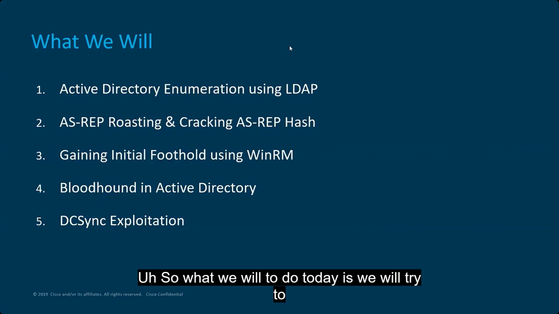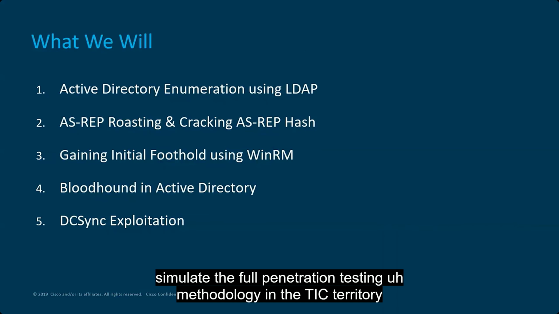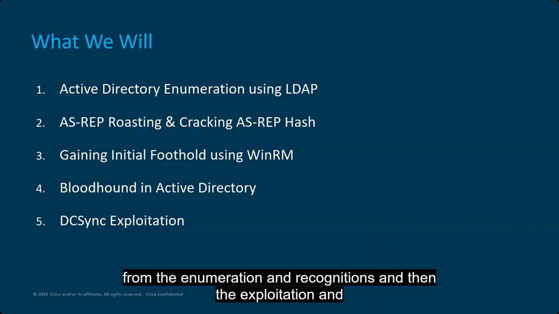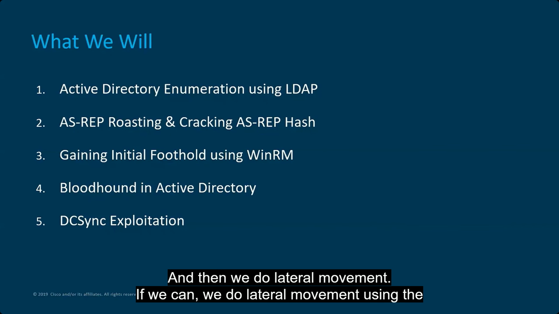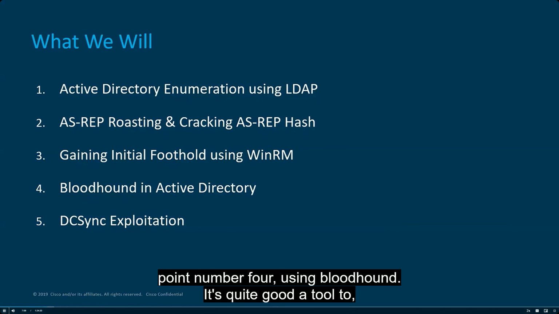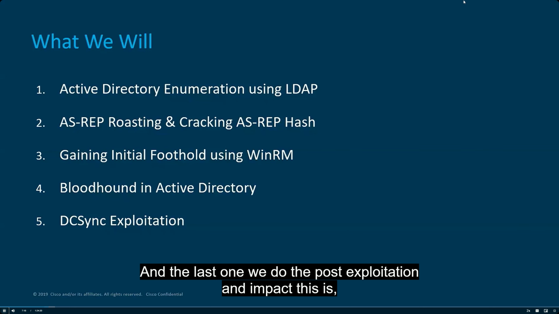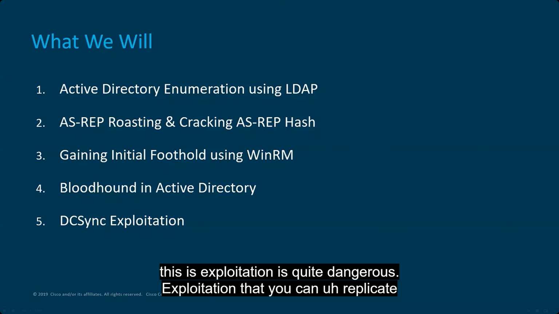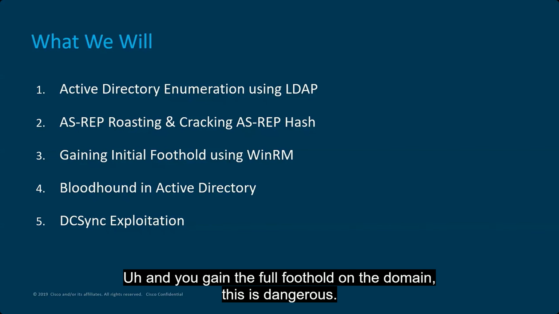What we will do today is simulate the full penetration testing methodology in Active Directory, from enumeration and reconnaissance, then exploitation, and gaining the initial foothold. Then we do lateral movement. If we can, we do lateral movement using point number 4 with Bloodhound. It's quite a good tool to draw a graph of the Active Directory you are targeting right now. And the last one, we do post exploitation and impact. This is DCSync exploitation. It's quite dangerous exploitation where you can replicate the whole domain controller and gain the full foothold on the domain.